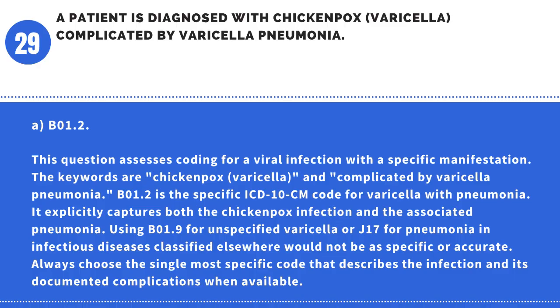The keywords are chickenpox, varicella, and complicated by varicella pneumonia. B01.2 is the specific ICD-10-CM code for varicella with pneumonia. It explicitly captures both the chickenpox infection and the associated pneumonia. Using B01.9 for unspecified varicella or J17 for pneumonia in diseases classified elsewhere would not be as specific or accurate. Always choose the single most specific code that describes the infection and its documented complications when available.